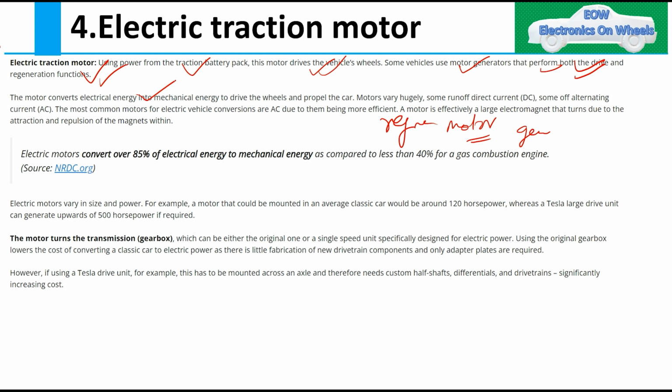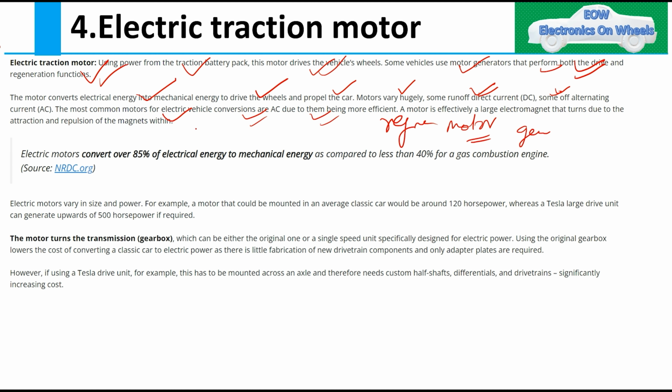The motor converts your electric energy into mechanical energy, drives the wheels and propels the car. Motors vary hugely. Some run off DC current, some off alternating current. As I told you, there are many types of motors. Some run off direct DC current and some run off alternating current, but most passenger cars are using AC motors. Most of the common electric vehicle motors are AC due to being more efficient.